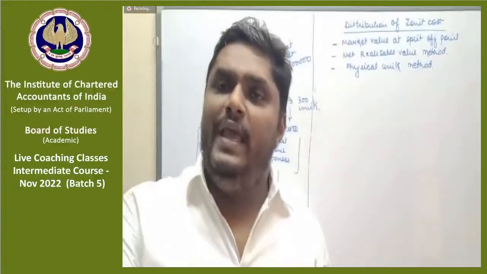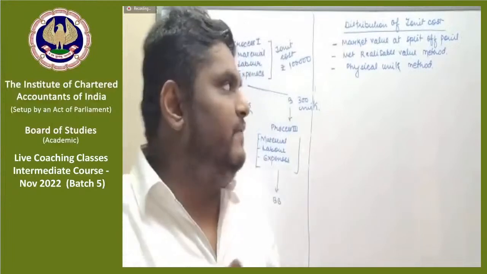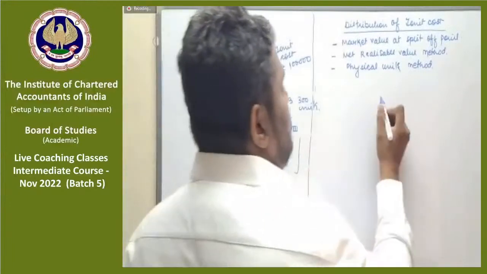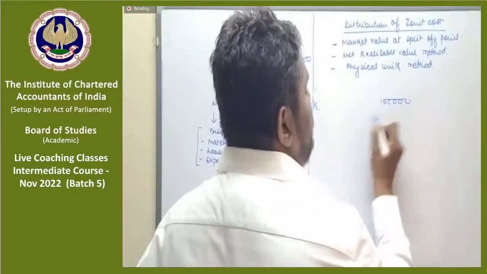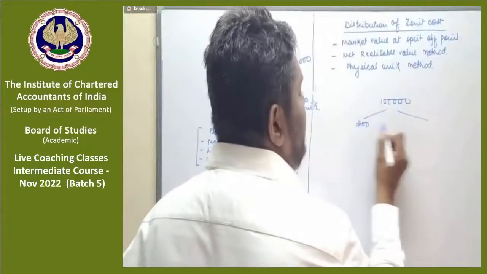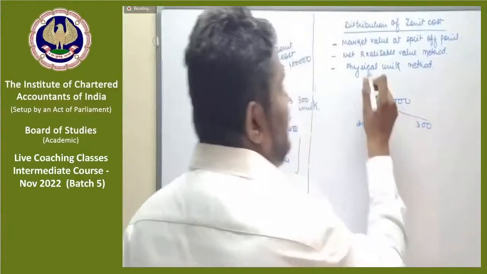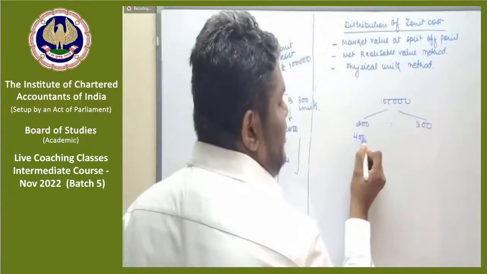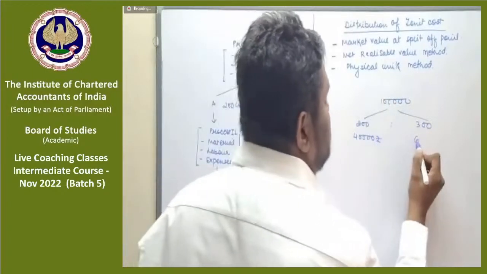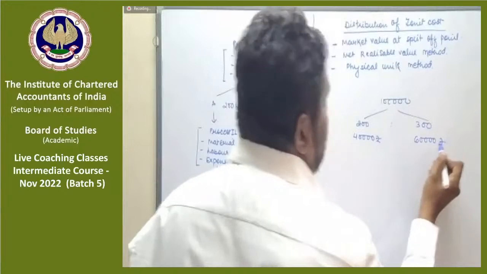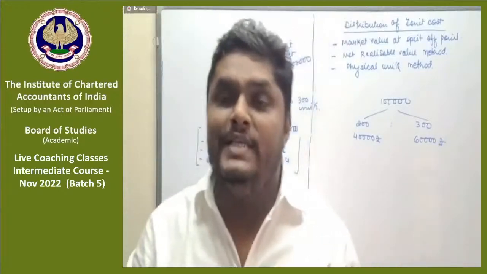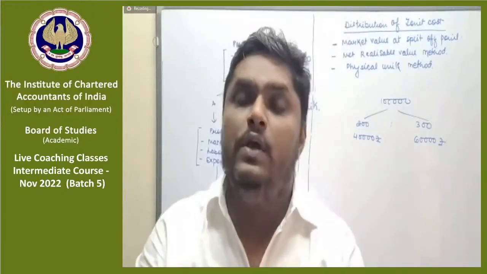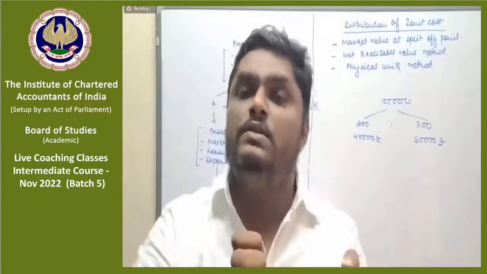200 units of A and 300 units of B are manufactured. Very simple, guys. 1 lakh will be distributed in the ratio of 200 is to 300. That is the physical units method. That is 40,000 and 60,000. So guys, very important. Why I am focusing on that this is not available, this is not available.